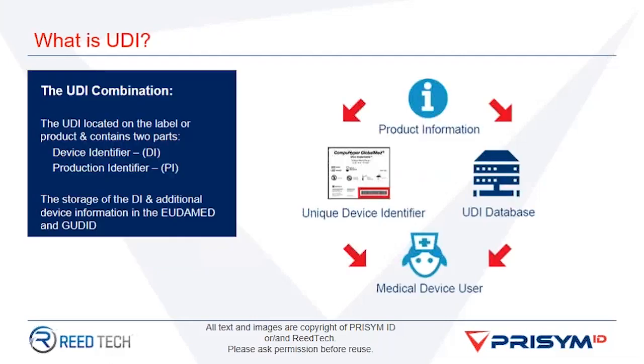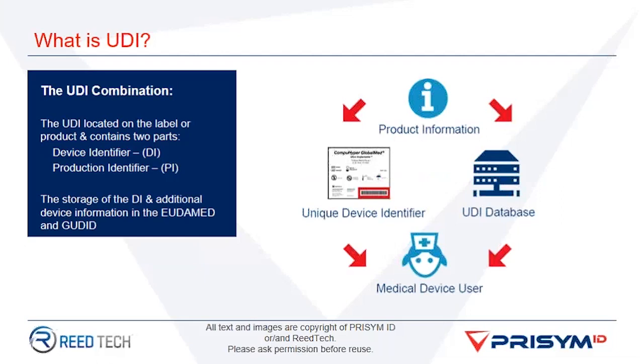So UDI is made up of two parts. We have the device identifier and the product identifier. Whenever you manufacture a device, the DI will be the same every time you manufacture the same device. The PI will be unique to that particular device or batch of devices. So basically, the DI tells you what the device is, and the PI tells you when or which the device is.